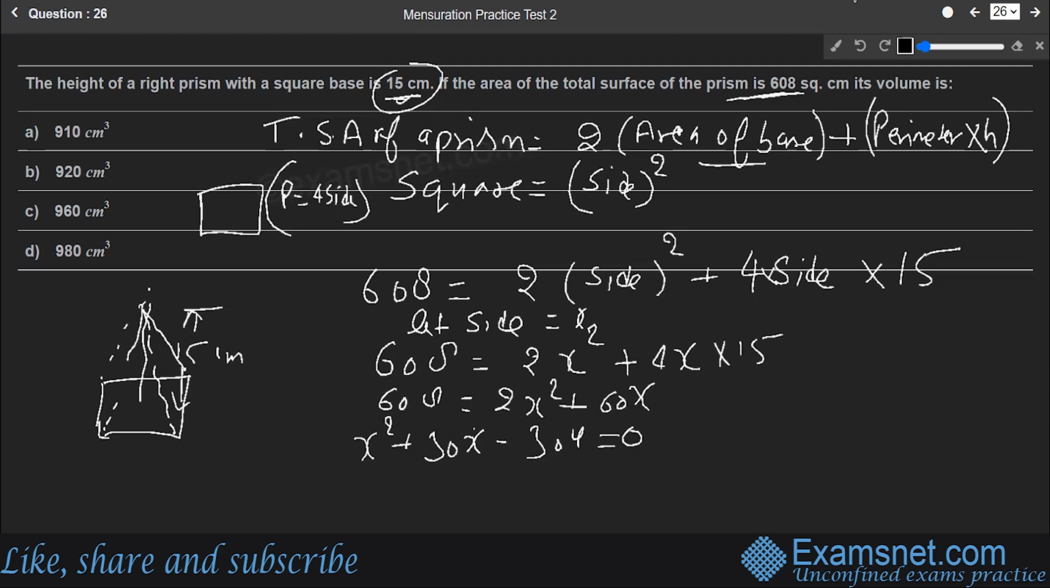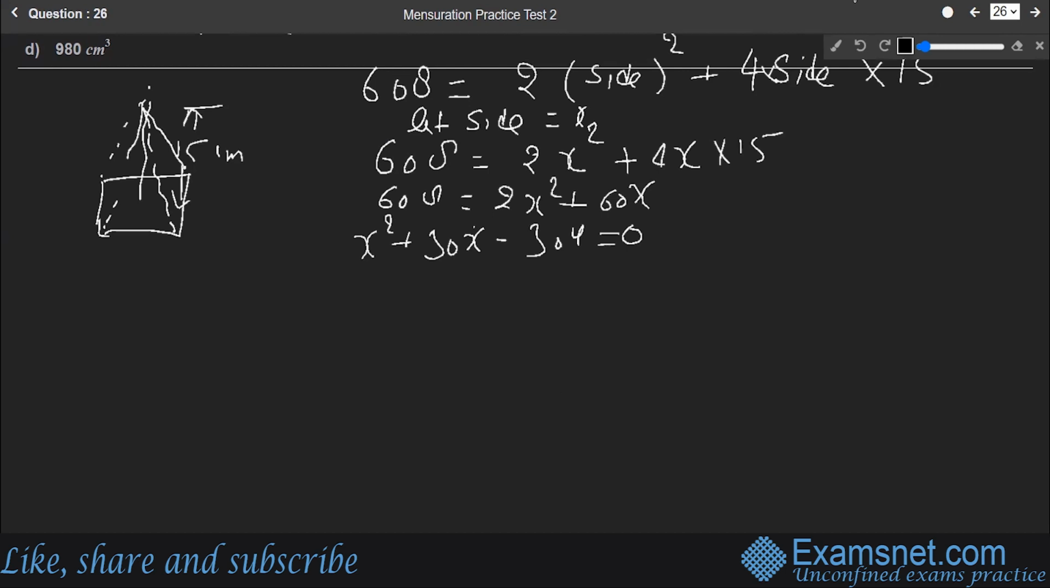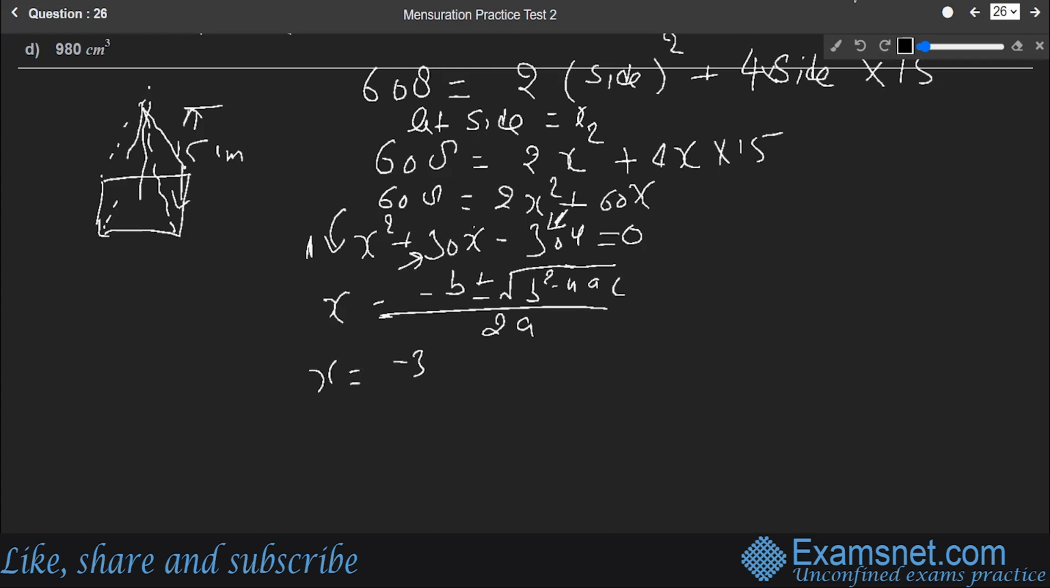This can be solved using Sridharacharya or prime factorization, anything. If we use the Sridharacharya formula, x is equal to minus b plus minus under root b square minus 4ac upon 2a. Here we have the a value as 1, b value as 30, and c value as minus 304. So putting down the values, x can be calculated as minus 30 plus minus under root 30 square minus 4 into 1 into minus 304. Minus minus becomes plus, so we get plus 4ac, divided by 2a, that is 2 into 1.